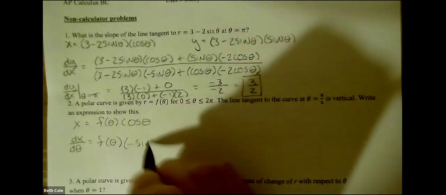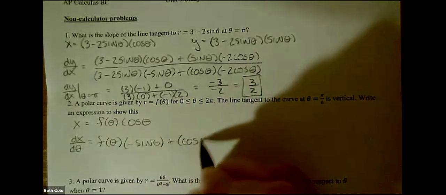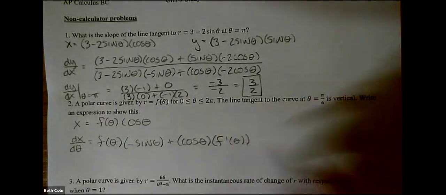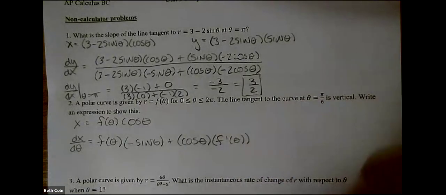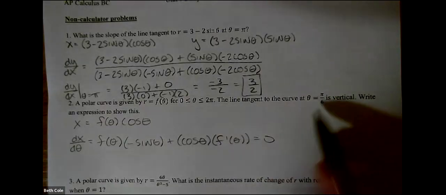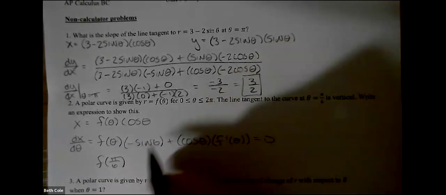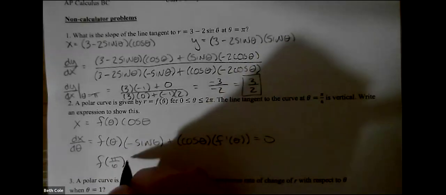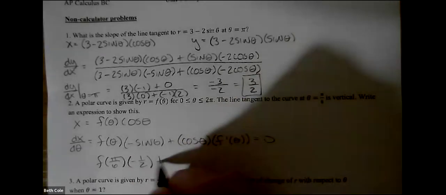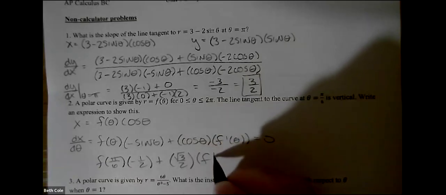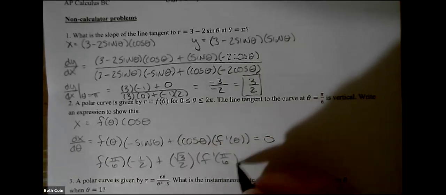All right, so we're going to do our product: first thing times derivative of the second plus second times derivative of the first, which is just going to be f prime of theta. We don't know what that is. We're going to set this equal to 0, and we're going to plug in pi/6. So this first part is just going to be f of pi/6. I don't know what that is. We have to just leave it. Sine of pi/6 is 1/2. So this will be -1/2. Cosine of pi/6 is square root of 3/2. And then this will just be f prime pi/6. Answer choices do look like that.